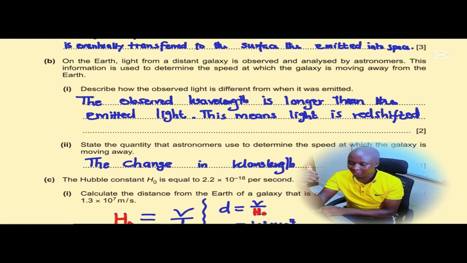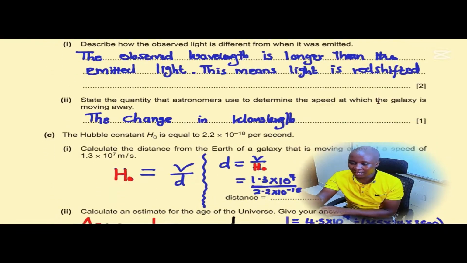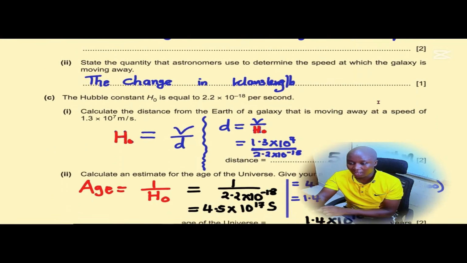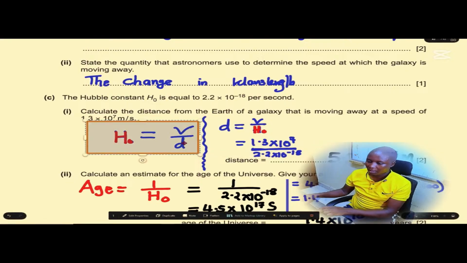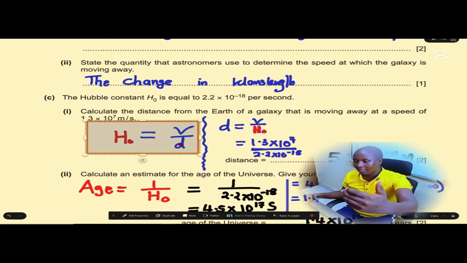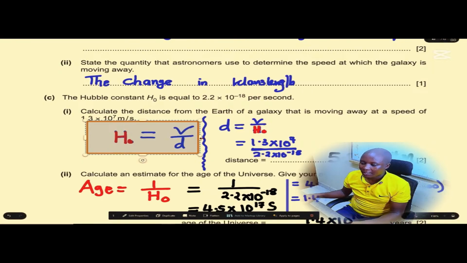State the code that astronomers use to determine the speed of a galaxy, that is the change in wavelength. And also you need to understand Hubble's law. And Hubble's formula is given here. H is equal to the speed of a galaxy divided by the distance between the astronomer and the galaxy. And if we work it out, we are going to get the distance being 5.9 times 10 raised to the power 24 meters.